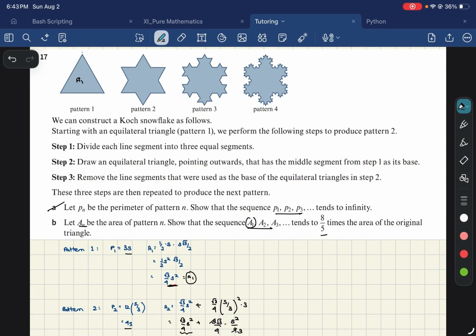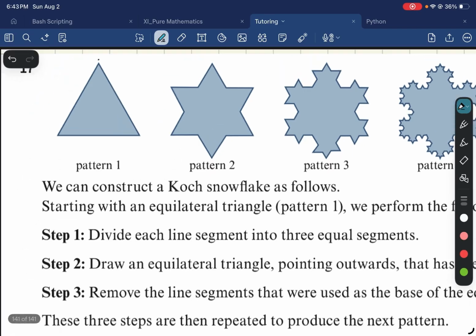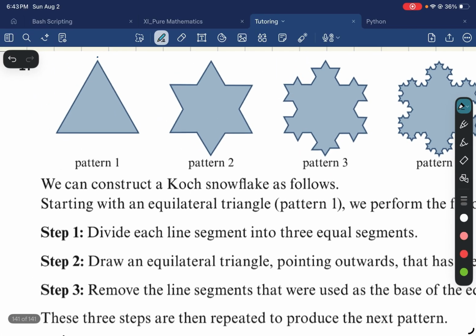Now I want you to look at some patterns here. How many sides does this triangle have? This side, I'm going to call it S. This triangle has 3 sides. This triangle we already discussed has 12 sides.